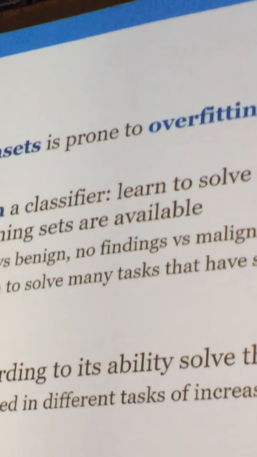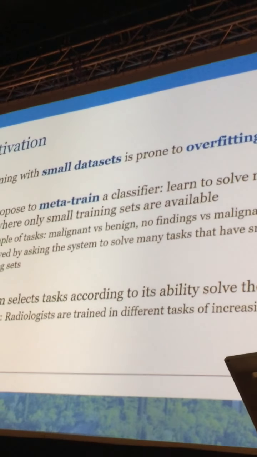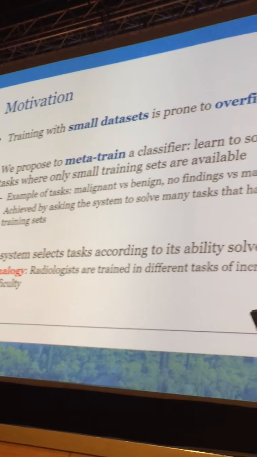In our work, we propose to meta-train a classifier to learn to solve tasks or classification problems where only small datasets are available. This is achieved by presenting many tasks that the classifier, or our model, has to solve, such that when the model receives a new task that you want to solve, you can just adapt to it and it will solve it accurately. Some examples of tasks might be distinguishing breasts that contain any malignant findings from breasts containing benign findings.